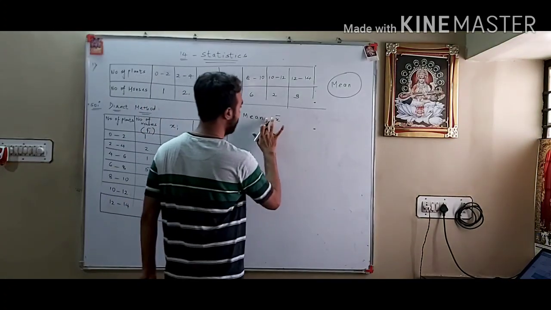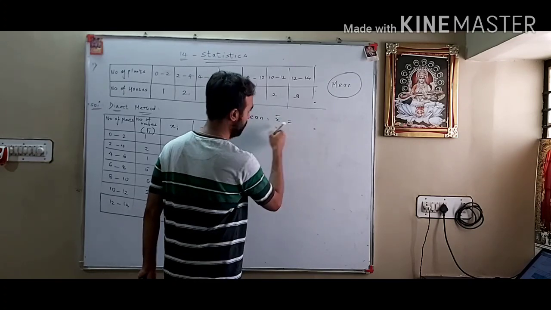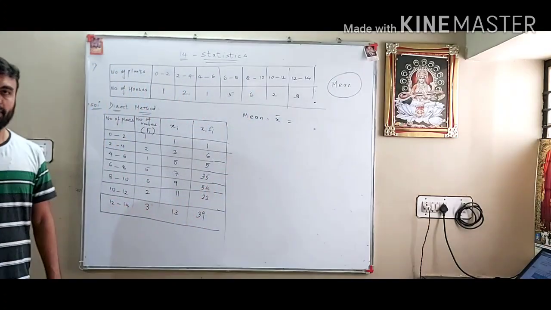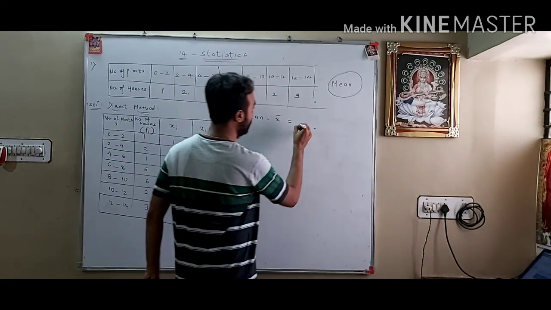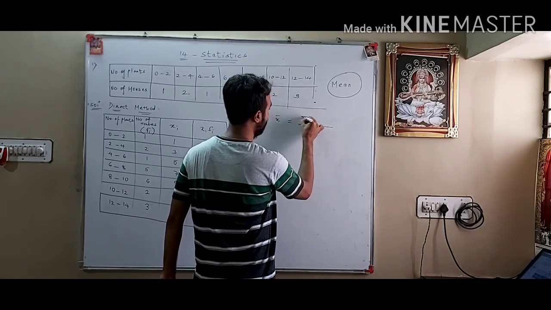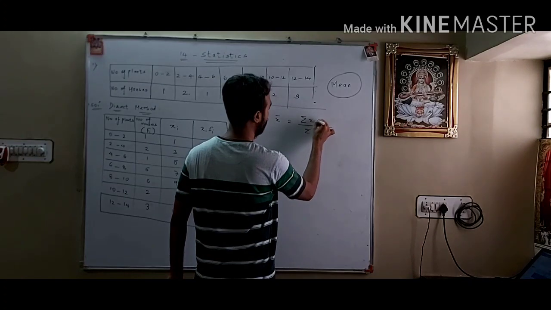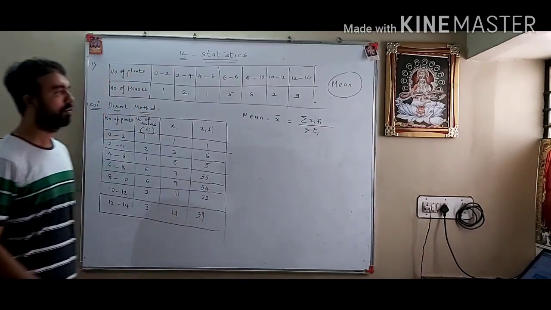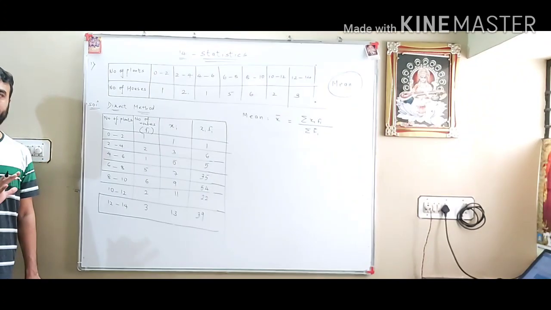Mean equals x bar. The symbol of mean is x bar. So x bar equals, if you remember the formula which I told you a few minutes back, which you will find in your summary also, it is this one: sigma xi fi by sigma fi.